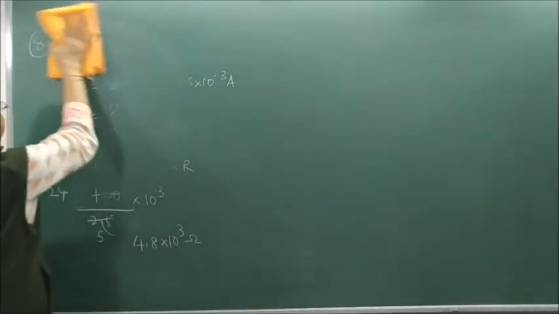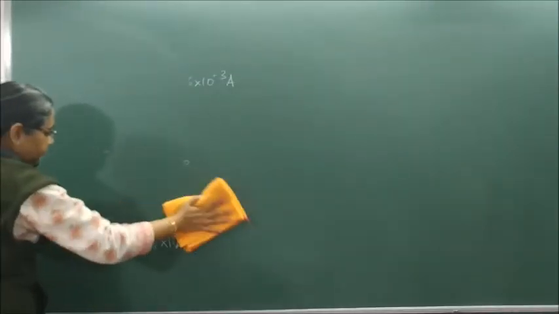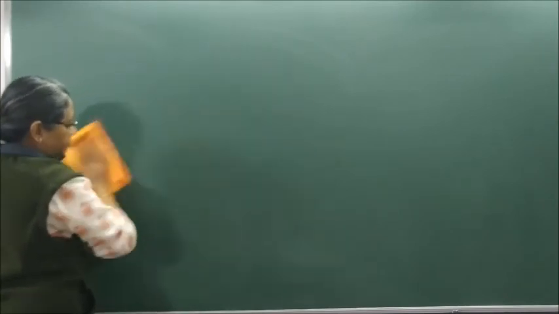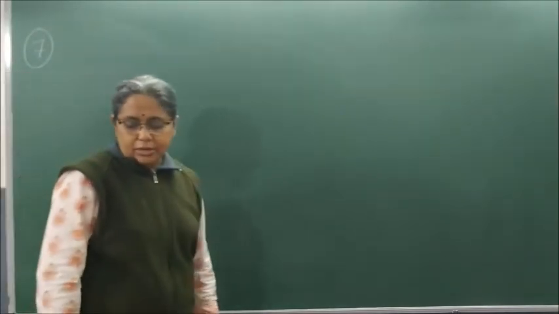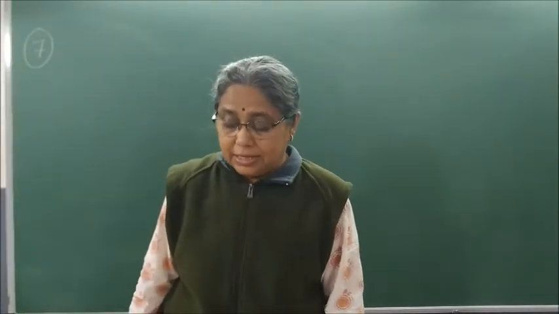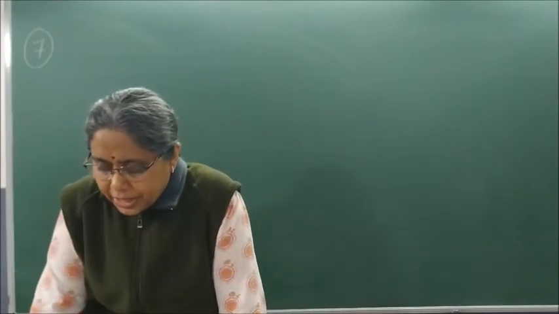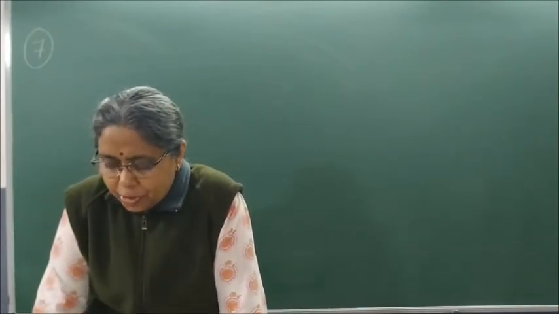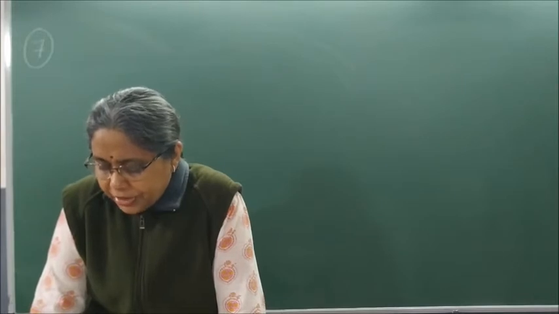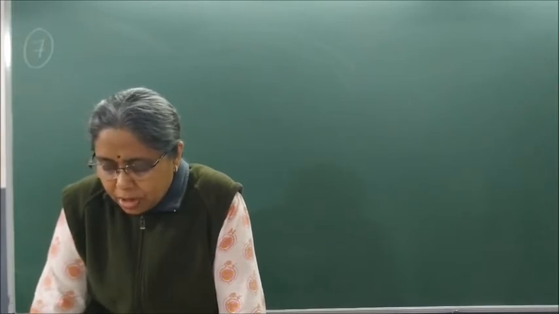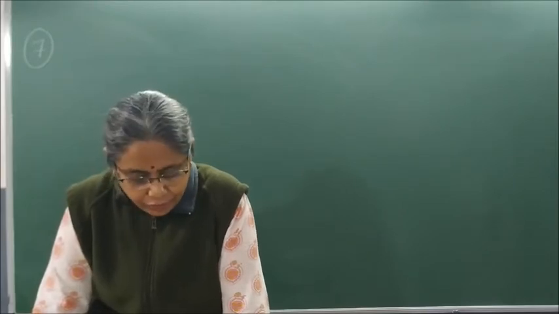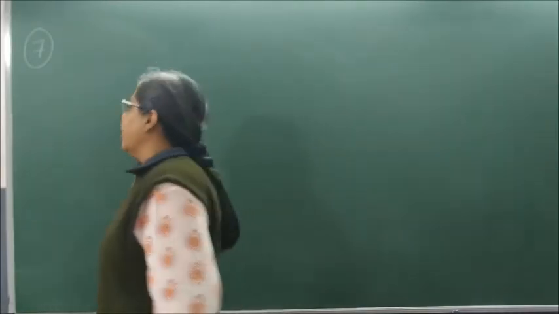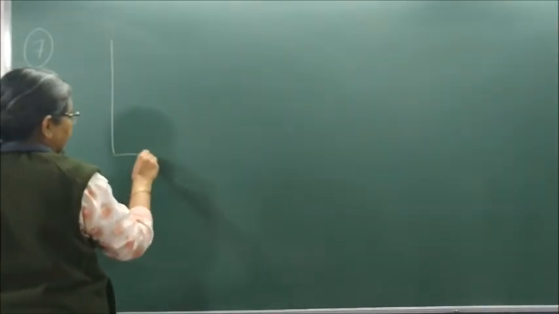Now for the seventh problem. The seventh problem is a problem which has a graph in it. The values of the current flowing in a given resistor and the corresponding values of potential difference across the resistor are given below. Plot a graph between V and I and calculate the resistance of the resistor. I will only calculate the R value.